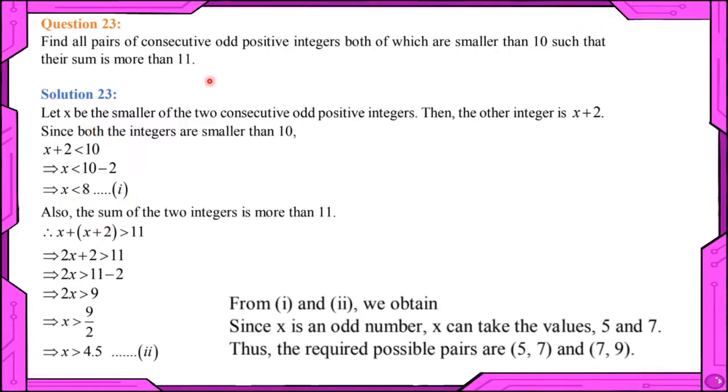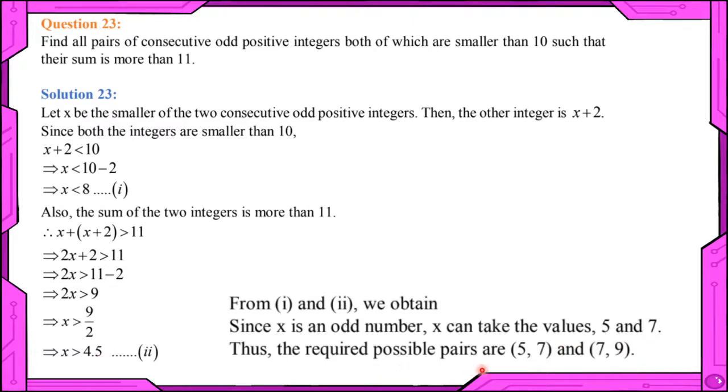Now the other information given is their sum is more than 11. It means x plus x plus 2 is greater than 11. Solve it. What are we getting? x is greater than 9 by 2, means x is greater than 4.5. So from the first and second we obtain x is an odd number and x is greater than 4.5, so x can take the values 5 and 7.